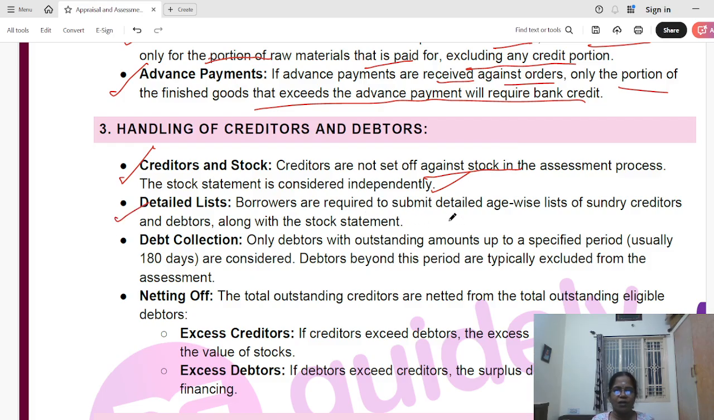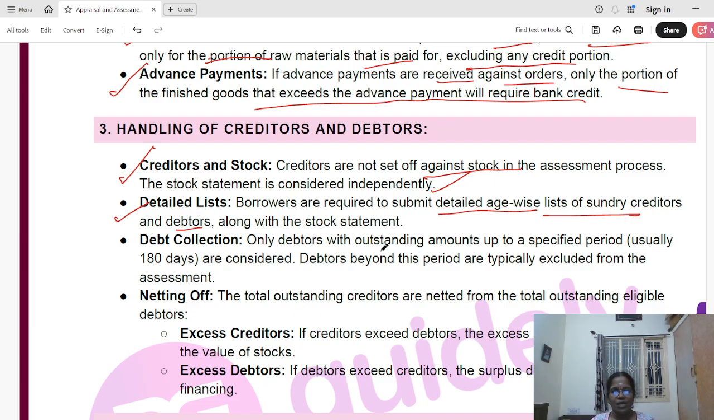Detailed list. Borrowers are required to submit the detailed age wise list of sundry creditors and debtors. Why an age wise list? Because their retirement period is based on the ages only. So that's the reason the borrower's age list is very much important. Till how many years of service they have, accordingly they have to sanction the loan.